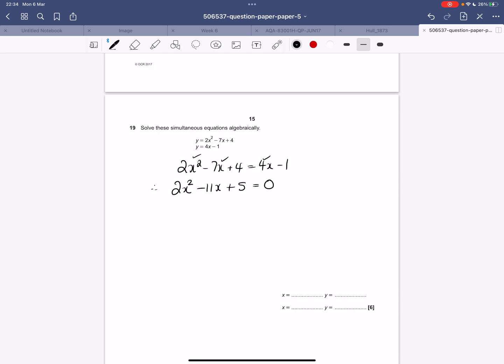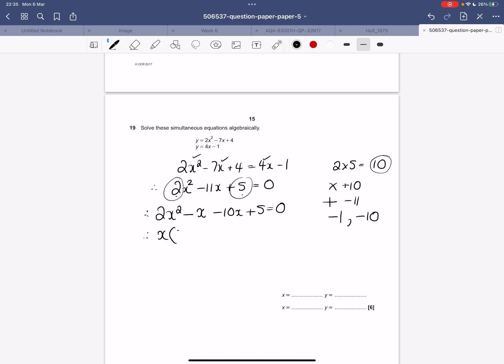Okay, so when we've got this here, the way that I've always done it, we need two numbers that multiply to make 10. That's plus 10, and the 10 has come from the 2 times the 5. And they've got to add to make minus 11. So these numbers are minus 1 and minus 10. So what we do then is we separate out the minus 11x in the middle as minus 1x, minus 10x plus 5 is 0.